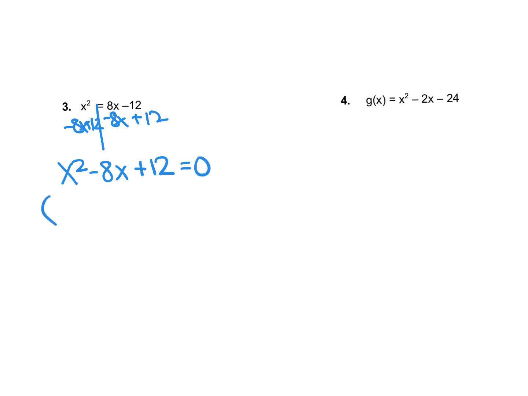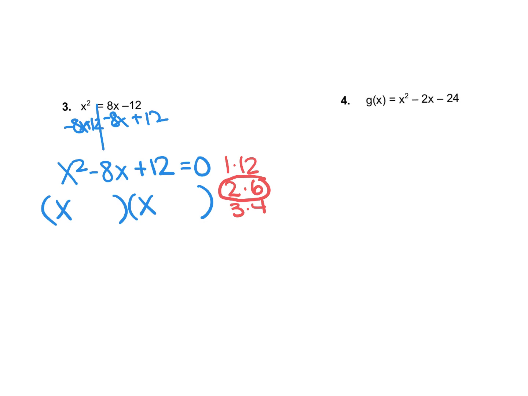Now let's go ahead and factor. I'm going to have an x and an x, and then we're looking for the factors. So 1 times 12, 2 times 6, and then we have 3 times 4. It looks like, because we want to make an 8, we could make a negative 8 from the 2 and the 6.